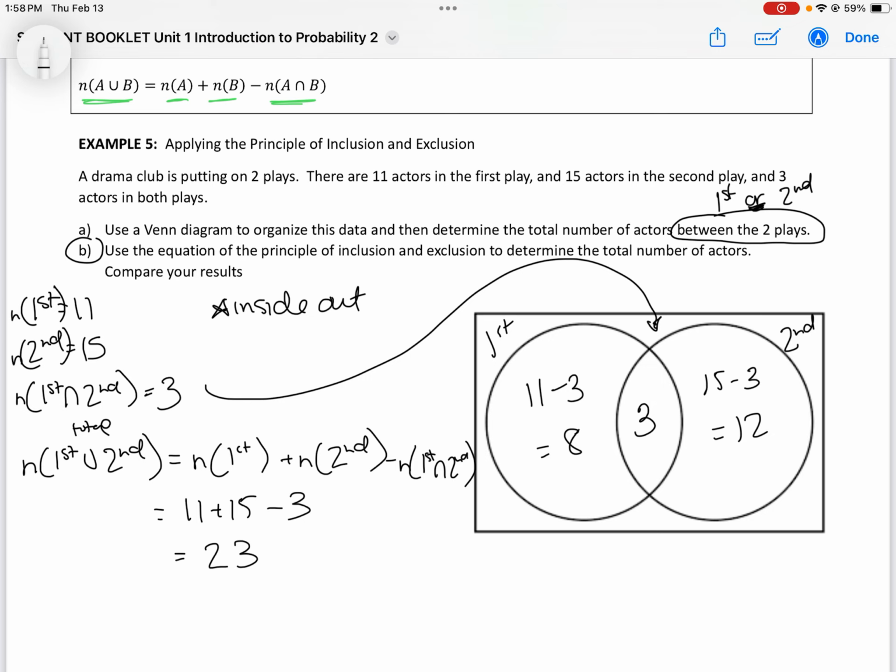Well, if we take a look at this one and we did 8 plus 3 plus 12, we also get 23. So when comparing these, this is the same number. Okay, so this is just illustrating that we can do this using the equation, or we can illustrate this using Venn diagrams.